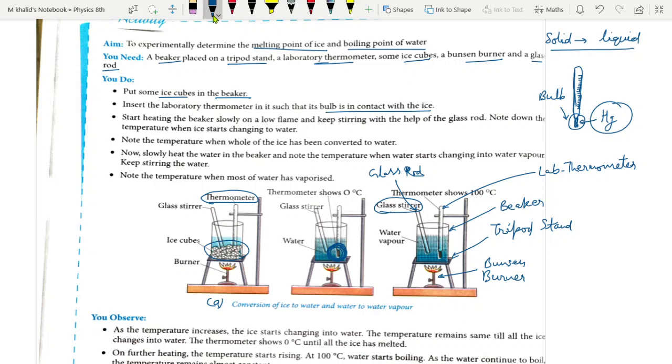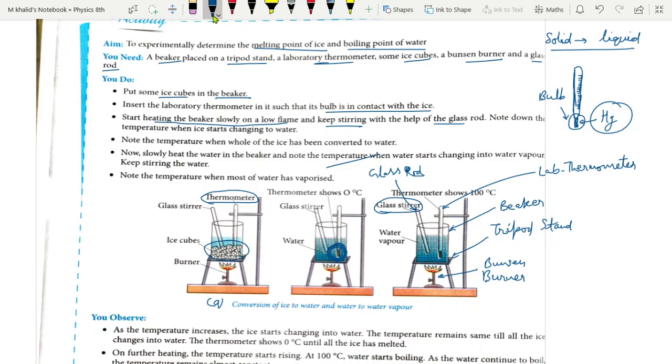Now it says to start heating the beaker slowly on a low flame. We will start heating. What will happen? The ice will start absorbing the heat, and we will keep stirring with the help of a glass rod. Why do we need to keep stirring at a continuous pace? Because, as we have already stated, when we stir using a glass rod, the temperature rise or heat distribution is equal in all directions. So this is the only reason.